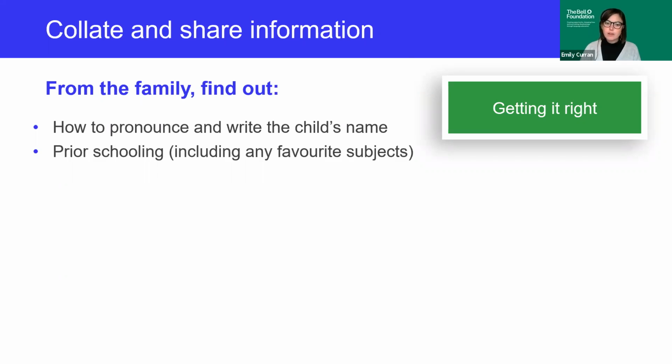It's also important to find out about prior schooling, including any favourite subjects of the learner and any previous qualifications. This can be useful especially for learners who are arriving in Key Stage 4 because they might have been preparing to take exams in their own country. So if you find out which exams they were entering, you might be able to offer them the same subjects. And local community language support groups might also be able to help in this area.